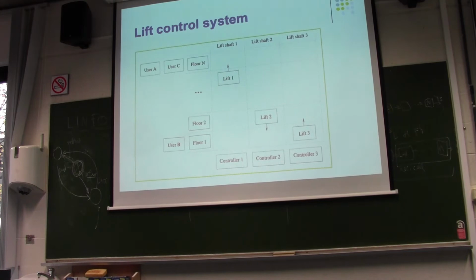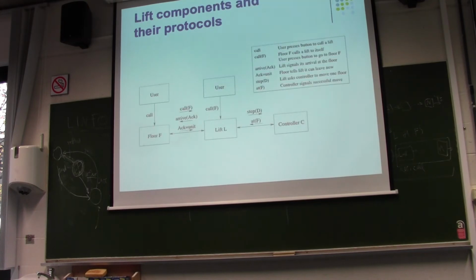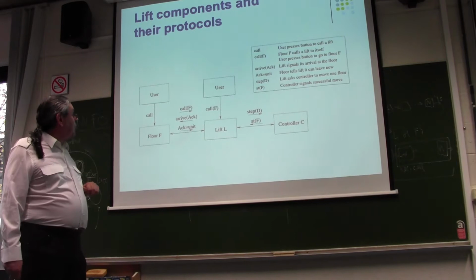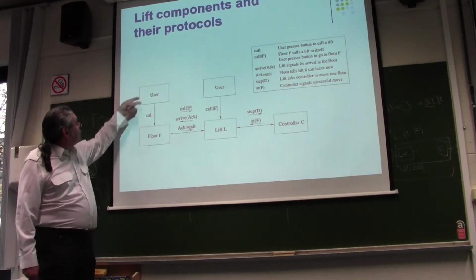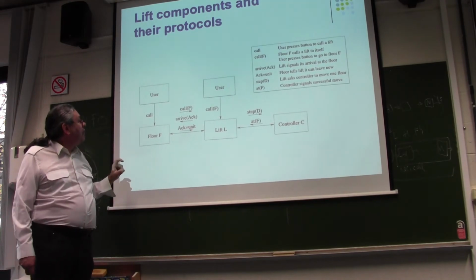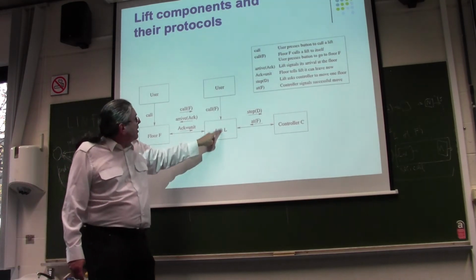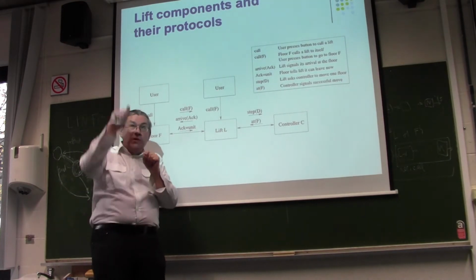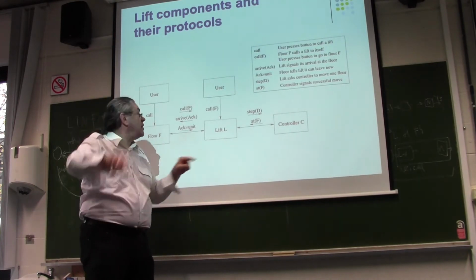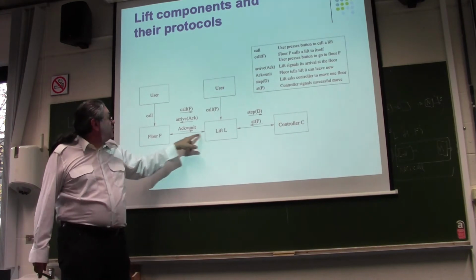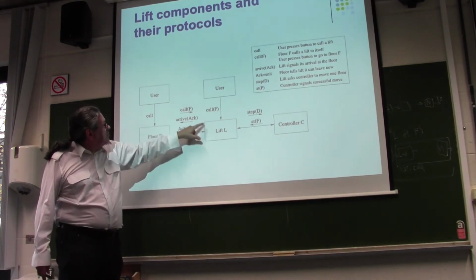So maybe let's do one more slide before the break. There are message protocols. The protocols are actually not so complicated in this case. You could do more complicated ones. For example, a user can send a call F message to a floor. When a user is in a lift, it can send a call F message to the lift, which means I'm in the lift and I want to go to floor 10. I press the 10 button. The floor can also ask for a lift to come, so it sends a call F message to the lift.